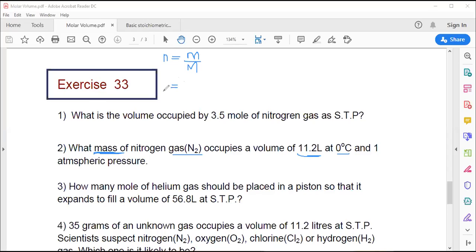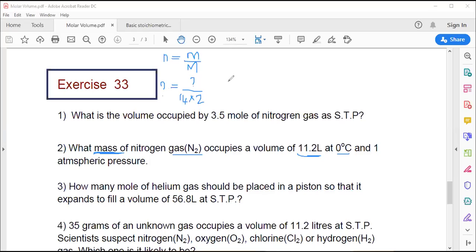But do we have the number of moles? No. Do we know the mass? No. Do we know the molar mass? Yes, we can find the molar mass. Molar mass for what? For nitrogen. Nitrogen on the periodic table, what is it? It's 14. It's going to be 14 times 2. That's all we have. We don't have mass. We don't have number of moles, so we need to get at least 1 of these so that we're able to find the mass.